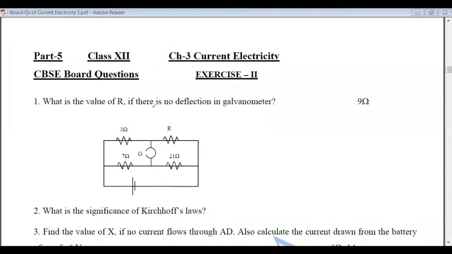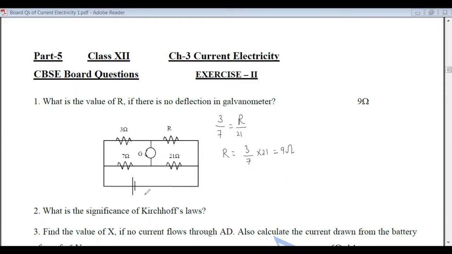What is the value of resistance if there is no deflection in the galvanometer? If there is no deflection in the galvanometer, it is the balanced condition of the Wheatstone bridge. P upon Q should be equal to R upon S in the balanced condition. So 3 upon 7 should be equal to R upon 21. So R is equal to 3 upon 7 into 21, which is equal to 9 ohm. Hence, the unknown resistance is 9 ohm.